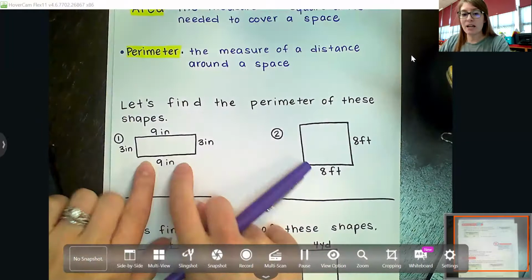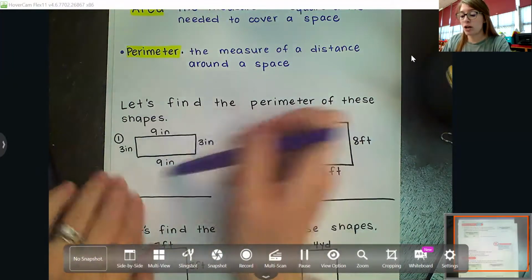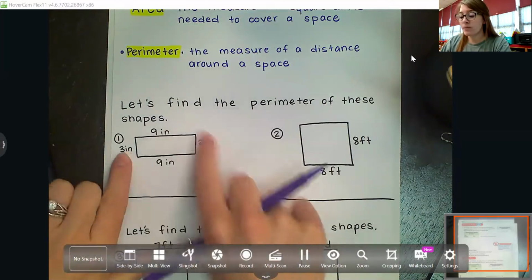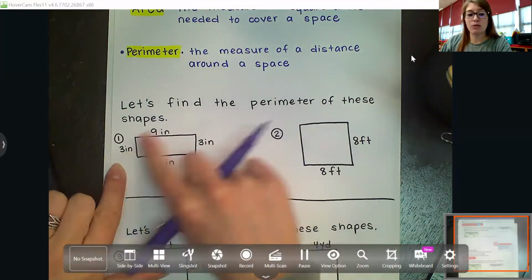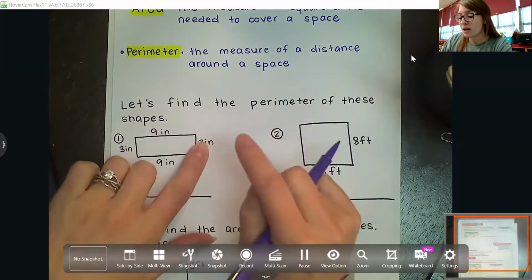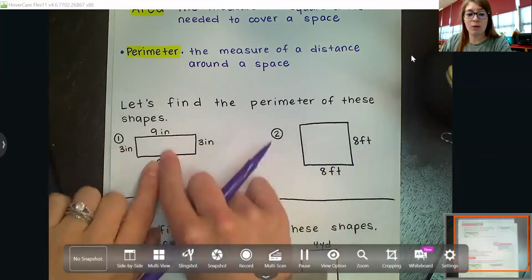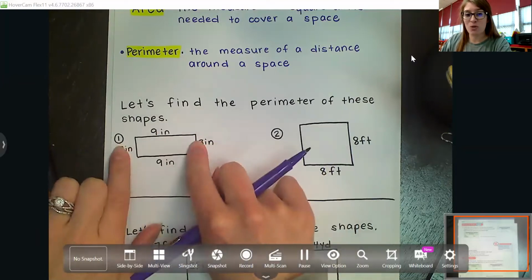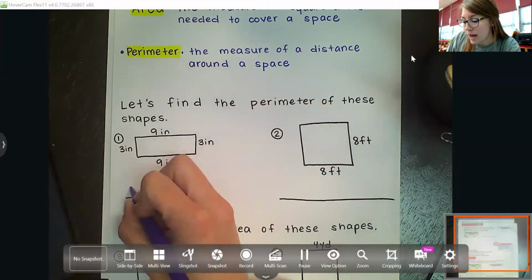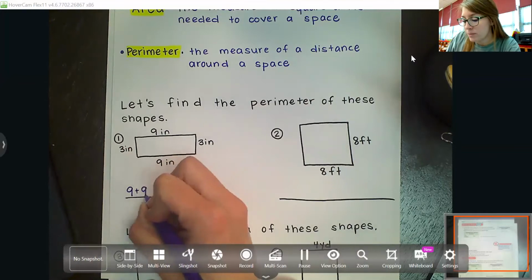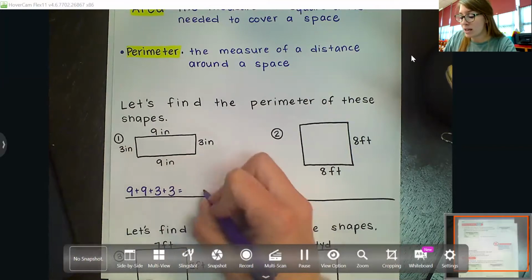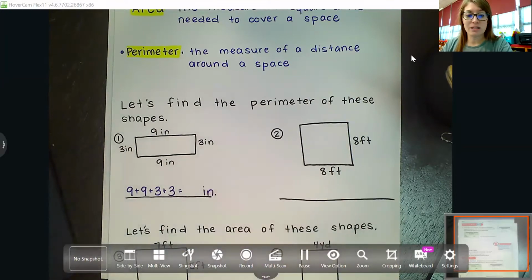Now, when we are finding the perimeter, since we are just looking for the distance outside, I'm going to add up all of the measurements from around the outside of my shape. So I've got 9, 3, 9, and 3. We do have a rectangle, so opposite sides do have equal length. So I'm going to go ahead and add those up. I'm going to do 9 plus 9 plus 3 plus 3 to figure out how many inches that perimeter is.